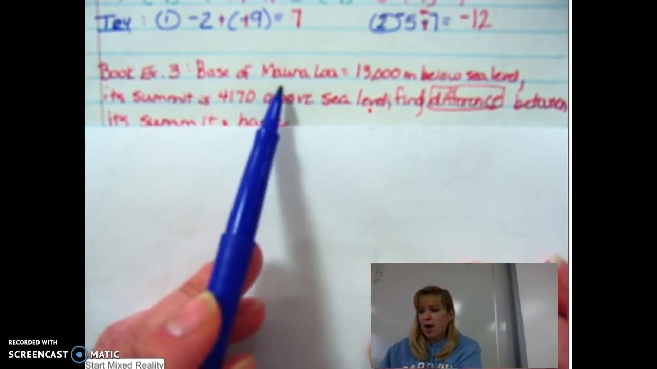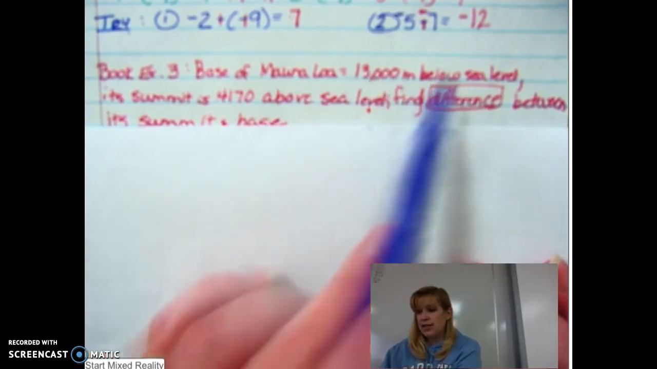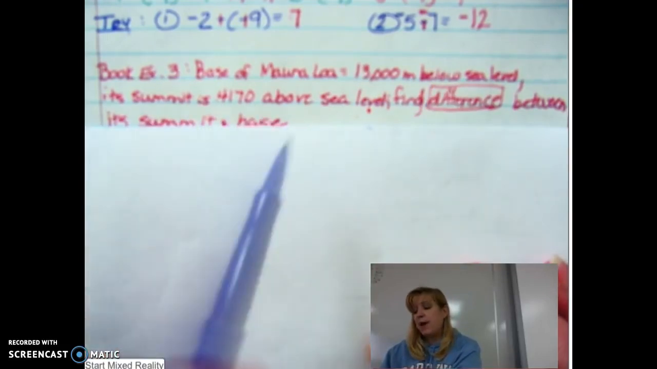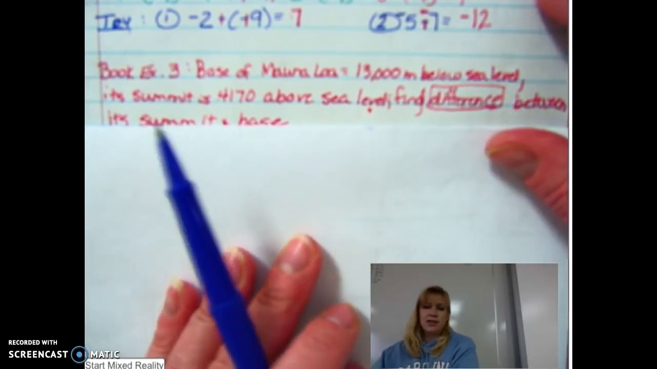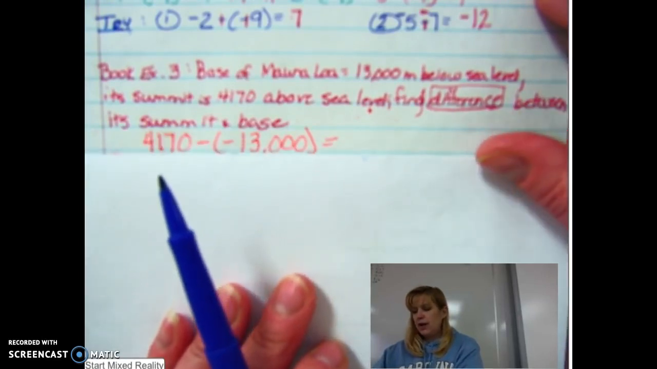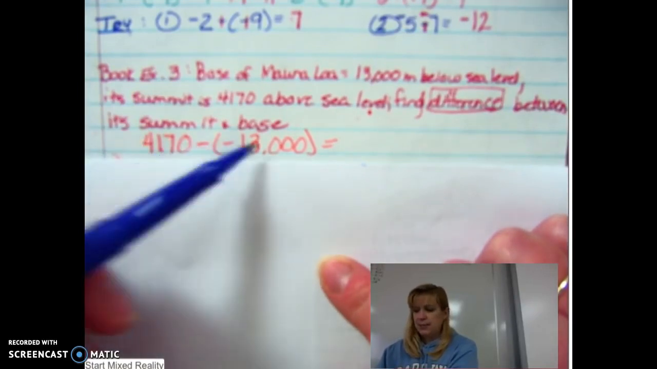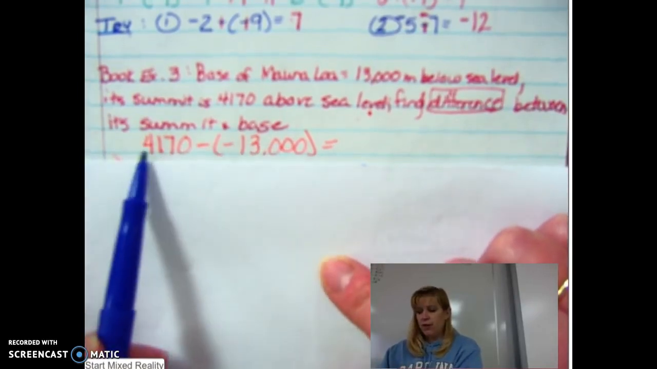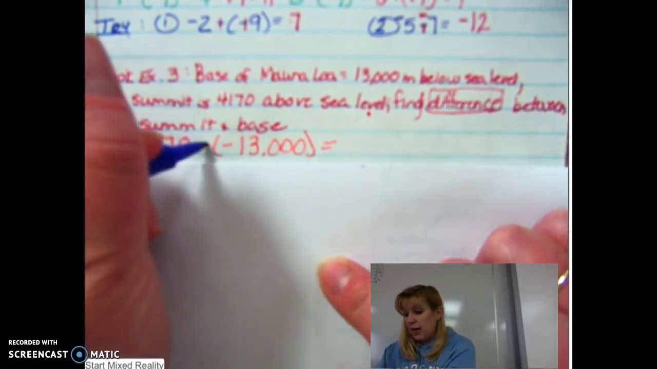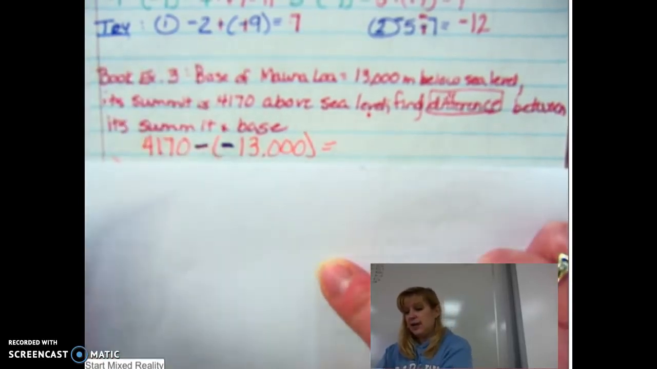But the base of Mauna Loa in Hawaii is 13,000 meters below sea level, and its summit is 4,170 feet above sea level. So I want you to find the difference between those two. So I am going to start with the top minus the bottom. So I'm taking 4,170 feet above, and I'm going to subtract it from the 13,000 below sea level that we see here.